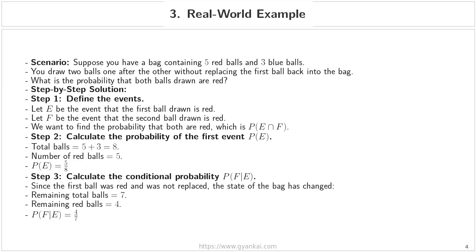Now this is the most important part. Step 3, calculating the conditional probability, P of F given E. Remember, we are assuming that event E has already happened, meaning the first ball drawn was indeed red, and we did not put it back.